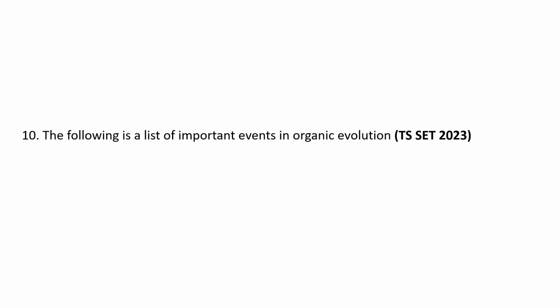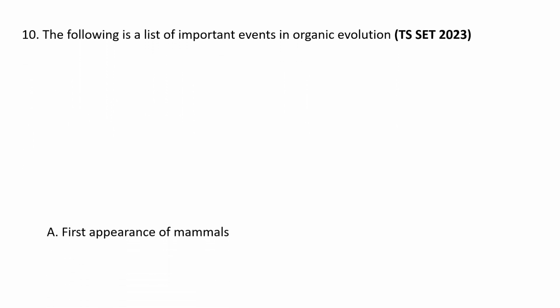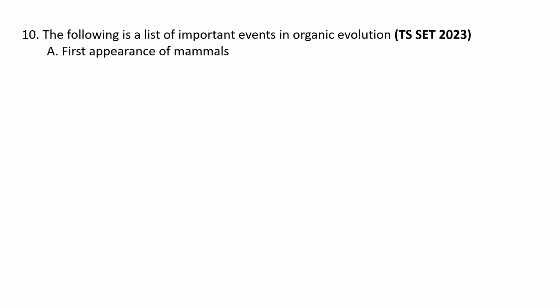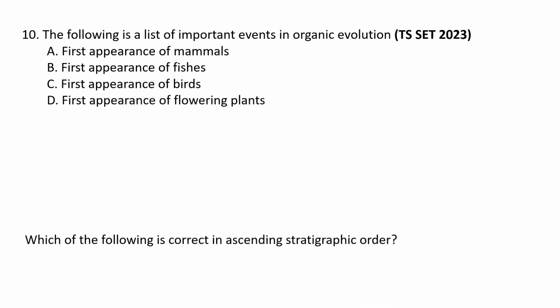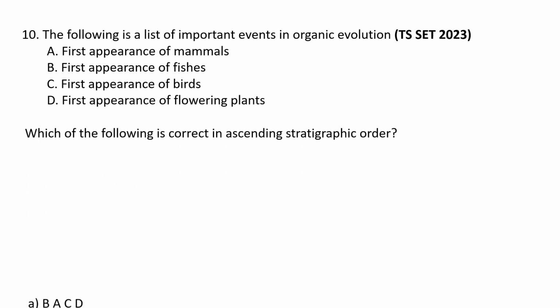Next question. The following is a list of important events in organic evolution. A. First appearance of mammals. B. First appearance of fishes. C. First appearance of birds. And D. First appearance of flowering plants. Which of the following is the correct ascending stratigraphic order? So that means we have to come from the lowest one.